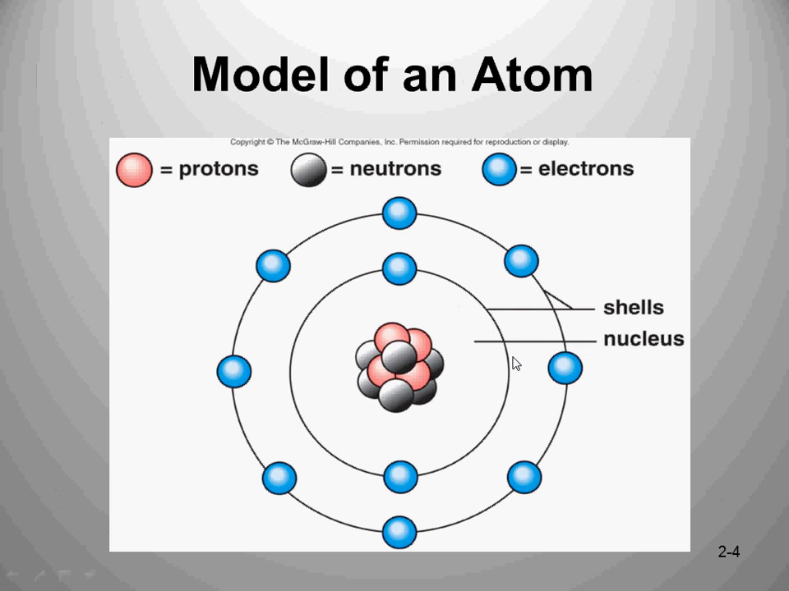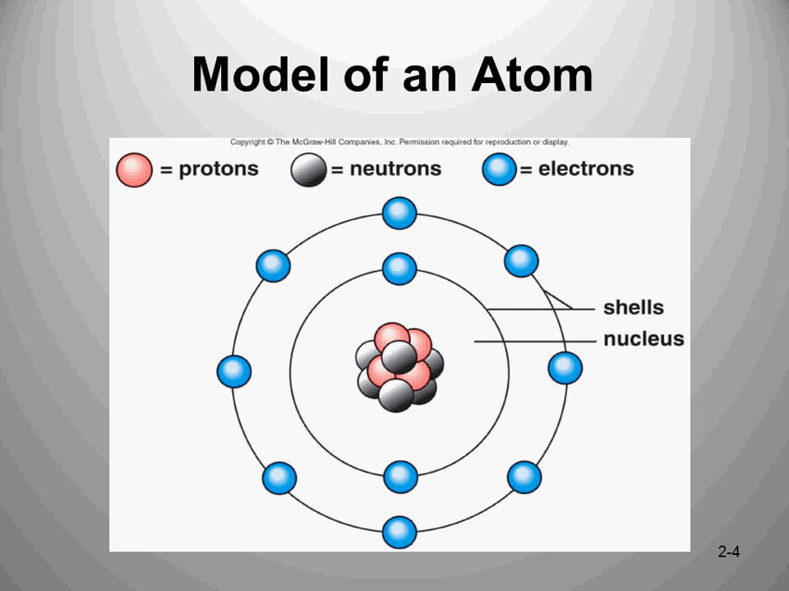This is a diagram that shows a typical model of an atom. In here you have the nucleus. The nucleus is made up of these red dots and these gray dots. The red dots are representing protons, and the number of protons is what distinguishes one element from another. This particular one looks like it has 4 protons, and the gray spheres in the center here are neutrons. Together, the neutrons and the protons make up the nucleus.